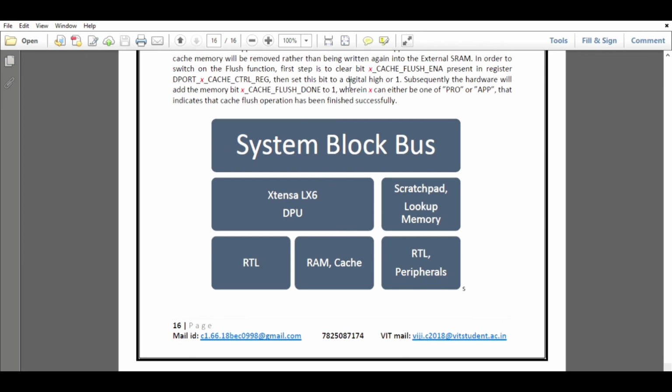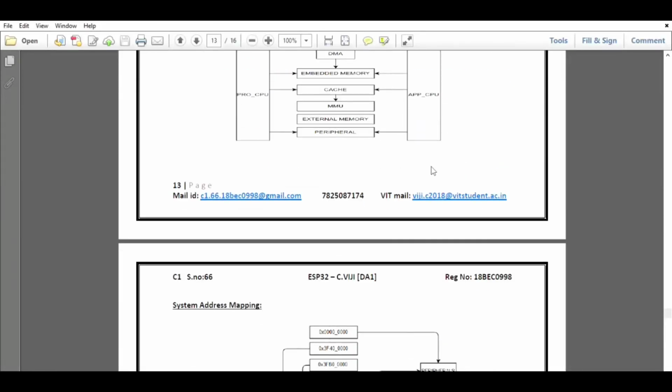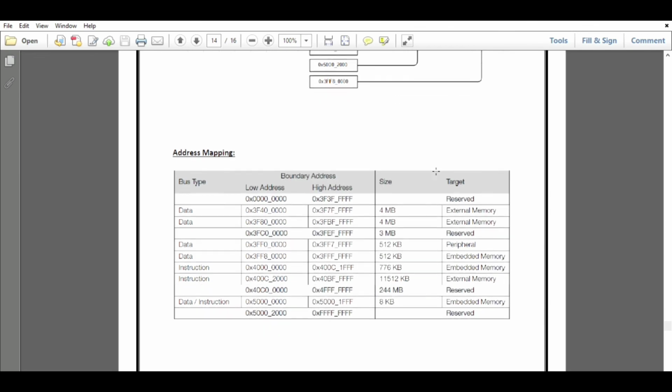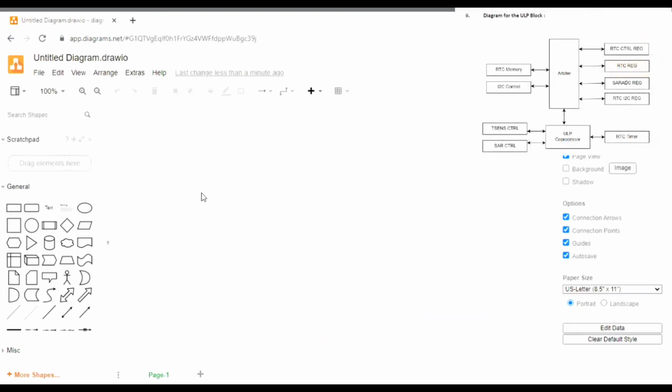This is a block diagram of ESP32 in general. Here I have drawn these diagrams using draw.io and also using Microsoft Word. I'm going to tell how to draw the block diagram in an online tool. First go to the website called diagrams.net and create your folder in Google Drive. I will draw one sample diagram using this tool.